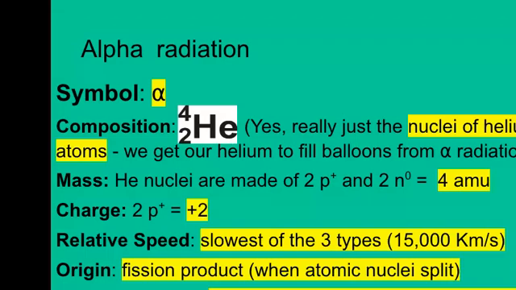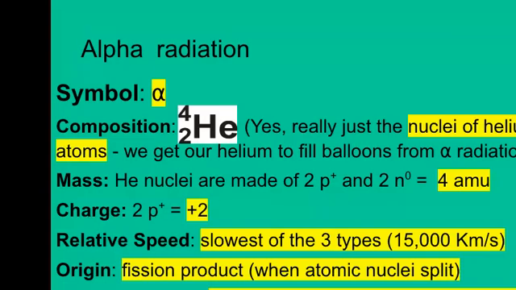So origin means like, where do they come from? Why does this happen? Okay, so we're going to talk about fission later, but it's a fission product. So that is when 2 atomic nuclei split, and those middle nucleuses break up. You sometimes will get alpha radiation shooting off of there at 15,000 kilometers per second.